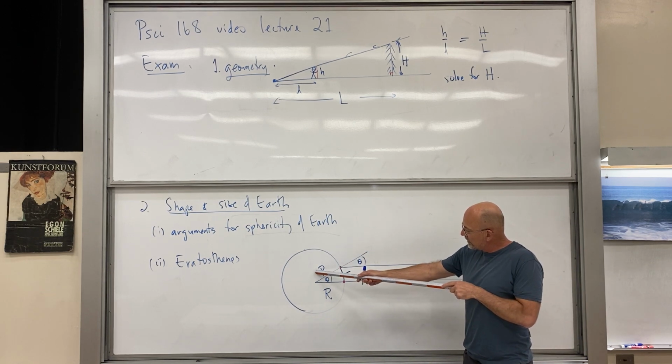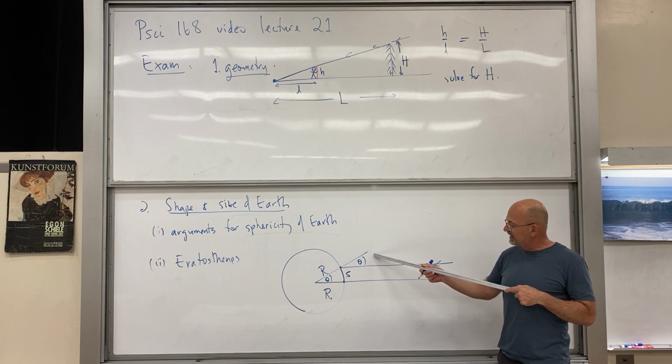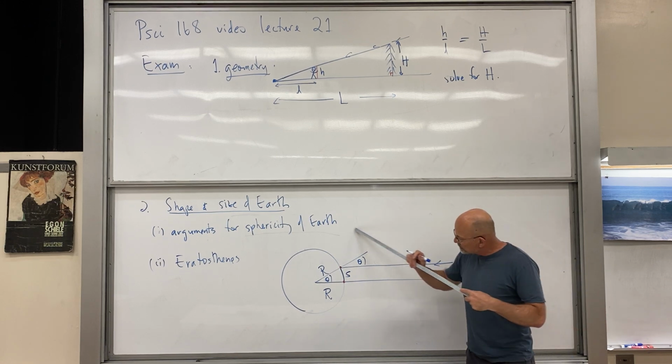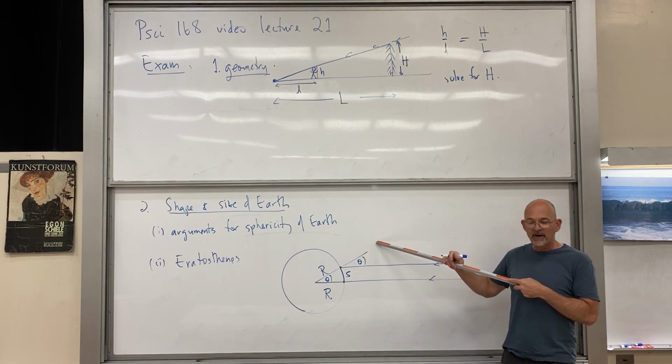The radius of the Earth is unknown. The angle can be measured. Okay, so look that up in your lecture notes. We did this in great detail. But like I said, there's a story behind everything here, and yet here we have a very clearly defined geometrical problem.